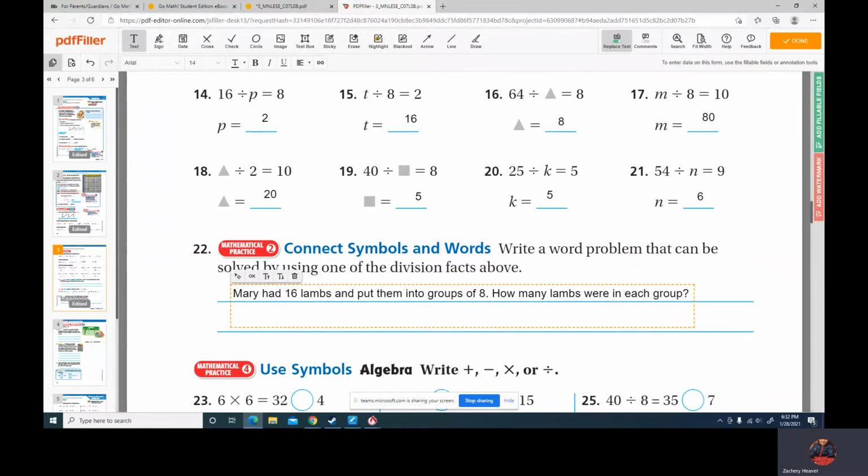So our problem is going to look like this. We know Mary had 16 lambs and she put them in groups of 8. So she has a total 16 lambs. Okay. Good division sign. While I'm getting this division sign, make sure you guys are copying. So Mary had 16 lambs and put them in groups of 8. So we know our equation is going to be 16 divided by 8. And we know that it will be 2 groups. Remember, you have to pause it.